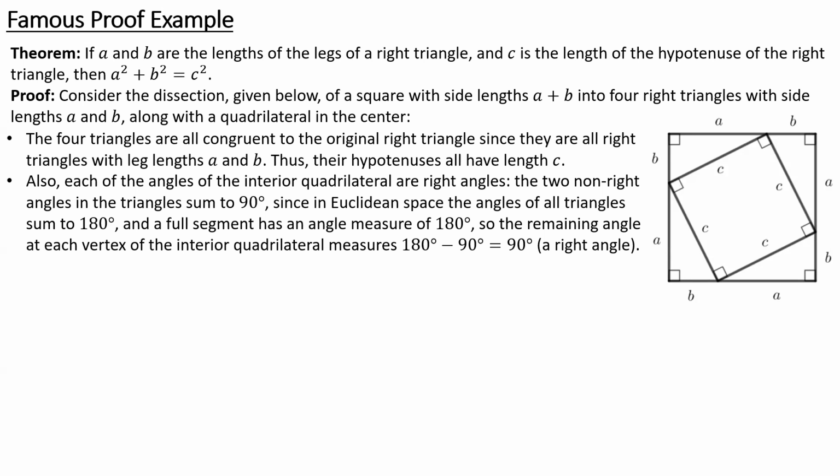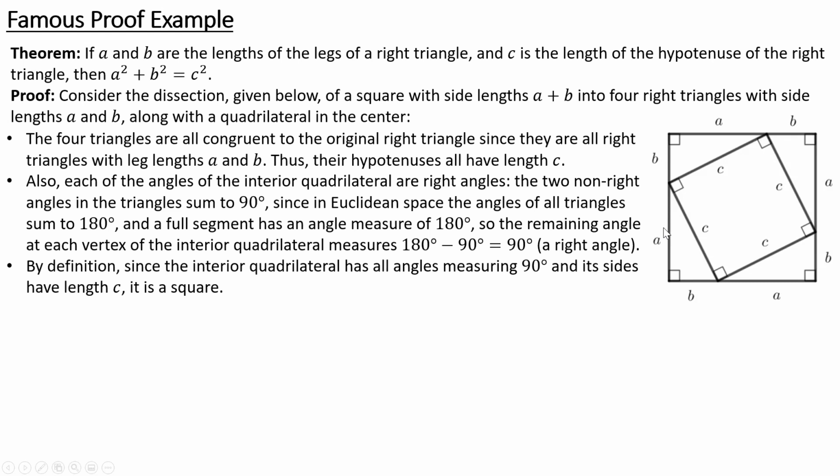The full segment, a line, is 180. So since this is 180, and this plus this is 90, this must also be 90. Now we have that the interior quadrilateral angles are all 90. And using the definition of a square, we have that the interior angles of this inside quadrilateral all measure 90, and the sides are all c, so they're all the same side.